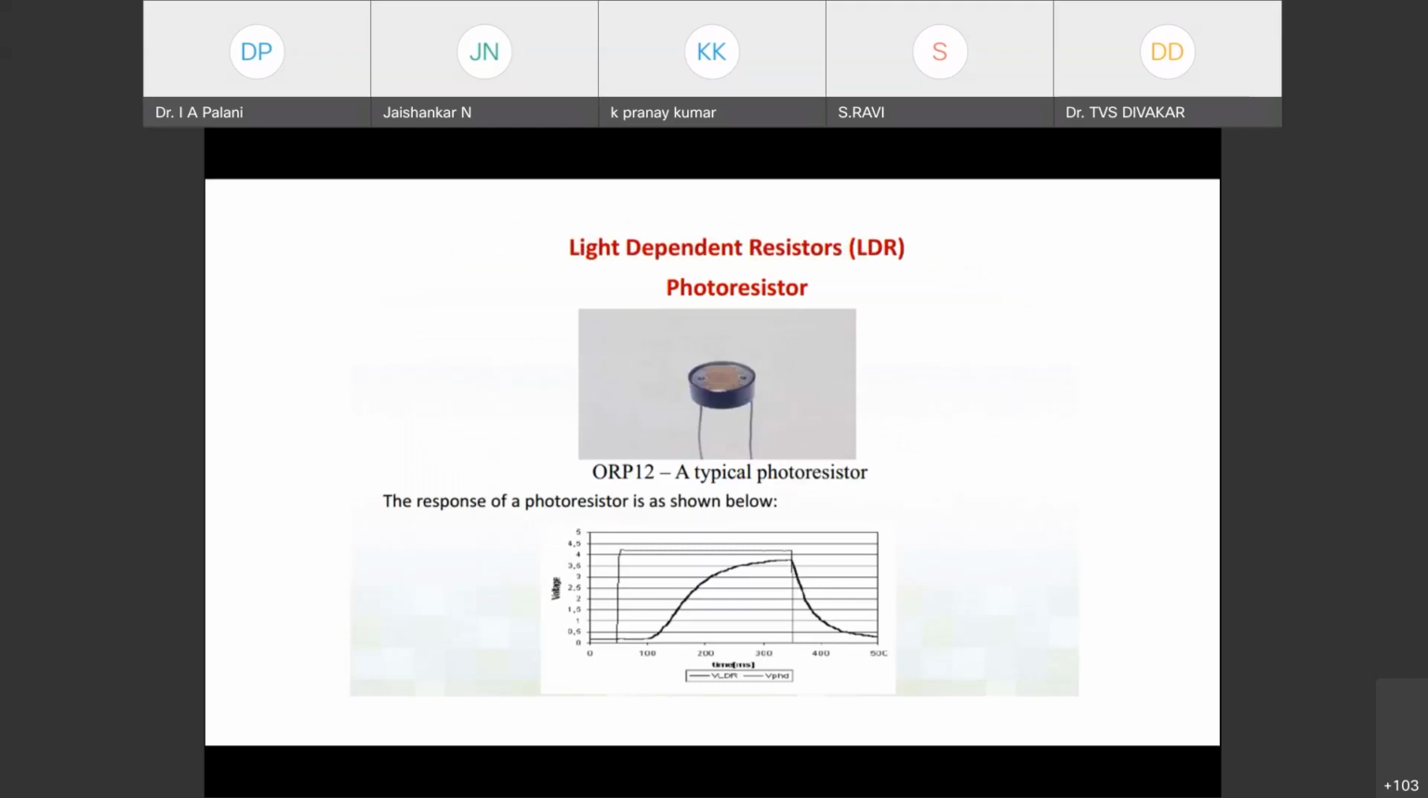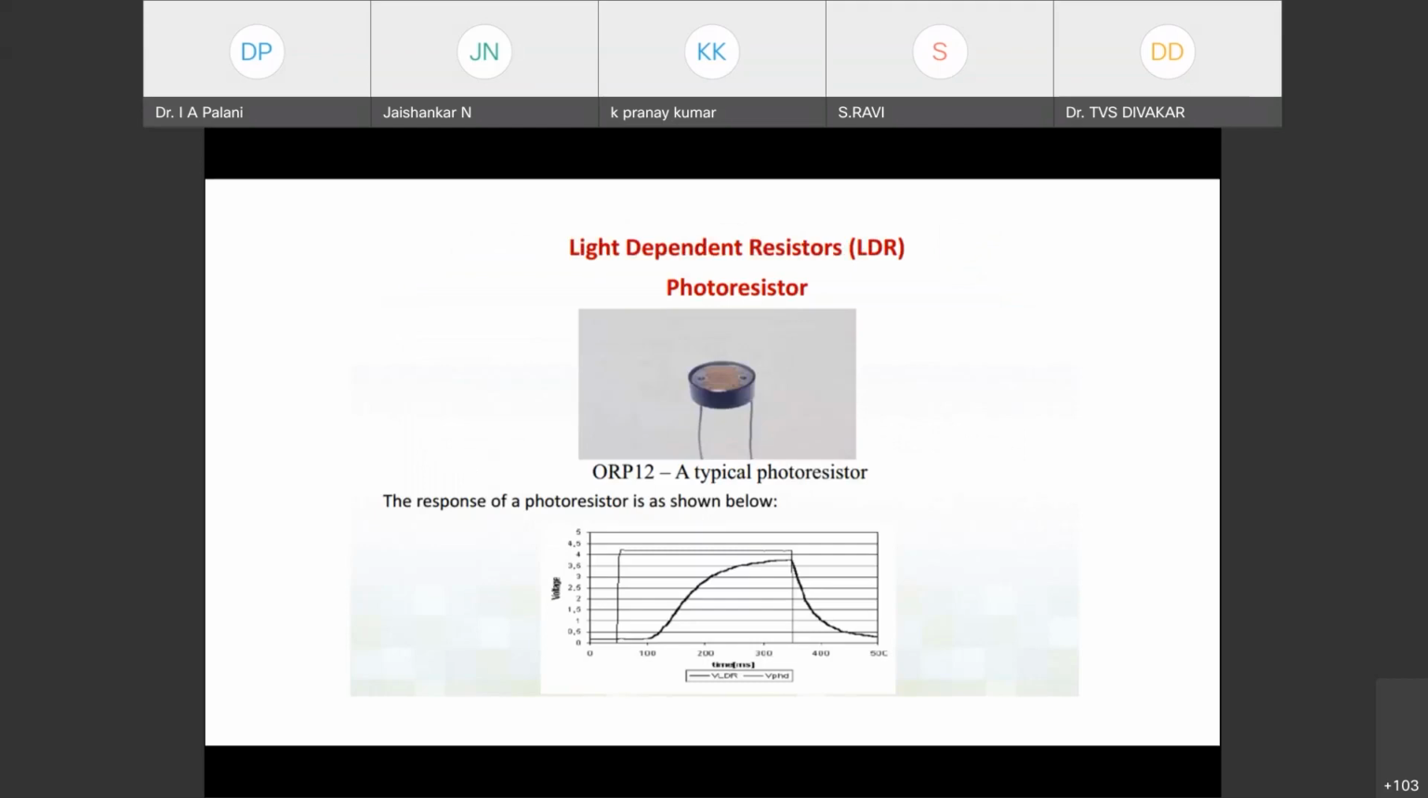Next is with respect to the photoresistor. The main advantage of this photoresistor is, as the name suggests, that when the light falls on it, the resistance changes. But it has its own limitation. It is limited only to a low level of intensity.